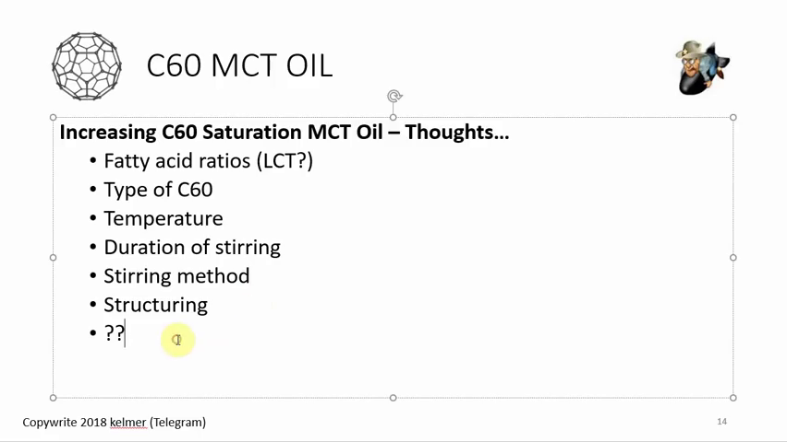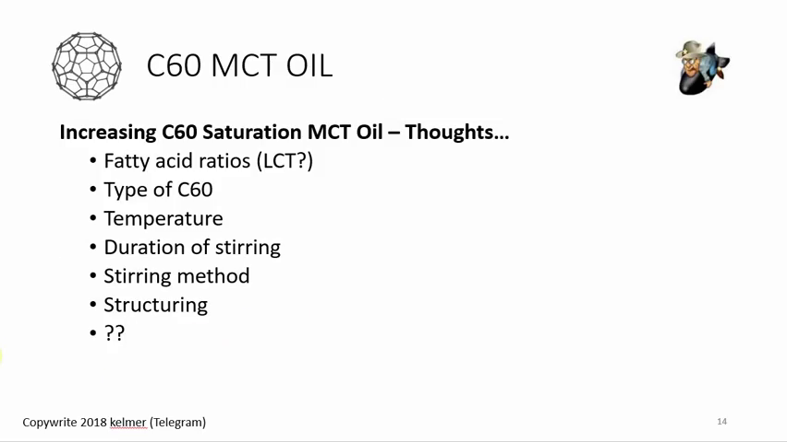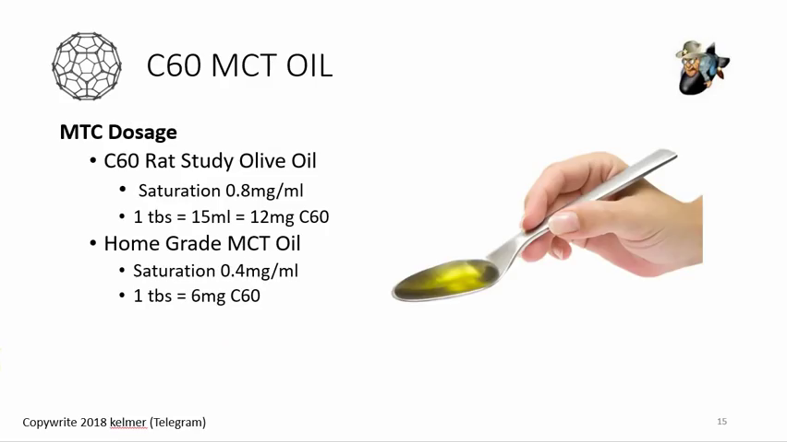And lastly, if you've got any ideas on ways you think you can increase saturation of C60, then by all means, because that's just something we're all chewing on right now, because we keep running into this really low saturation rate. And then lastly, I want to leave you with this idea about the MCT dosage, and this is something to just remember: if you make it at home, you're getting home grade. If you're buying Purple Power, that's commercial grade, and pretty much twice as much C60 in it.